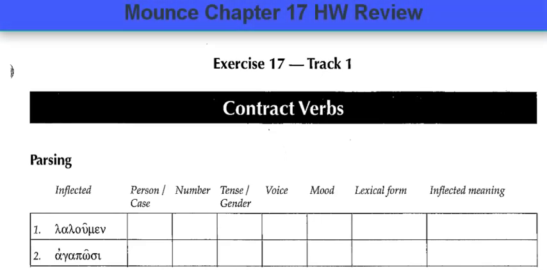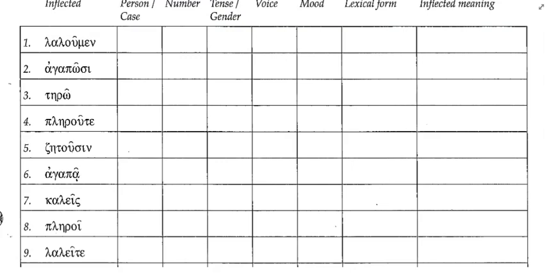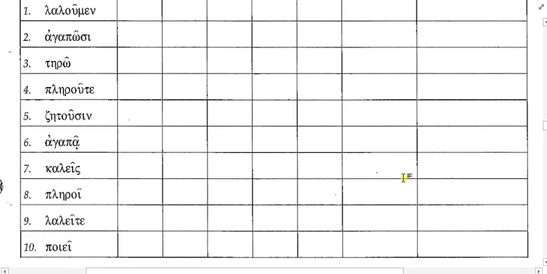So here are the contract verbs exercises. Let's take a look at number 9 here. Let's say the word together, everybody. Lalete. All right, so if you know your vocabulary words, you know that there's a verb that you've learned that has part of the syllables in here, right? What is that verb? Laleo. That's right, laleo.